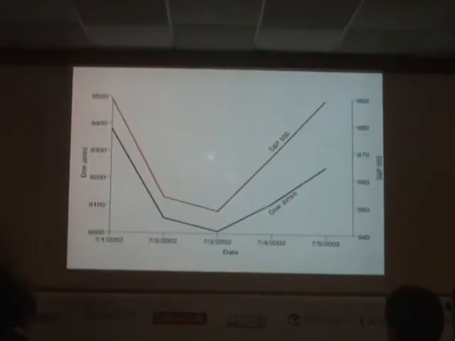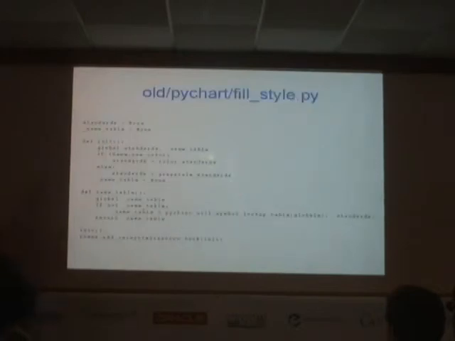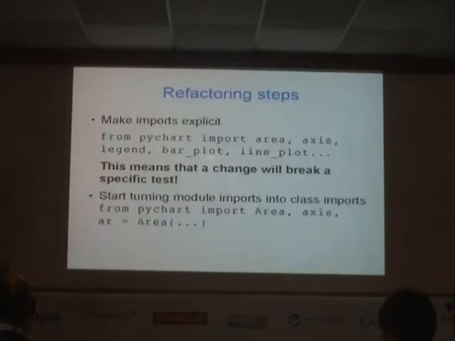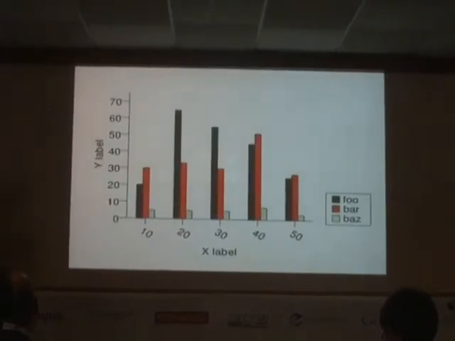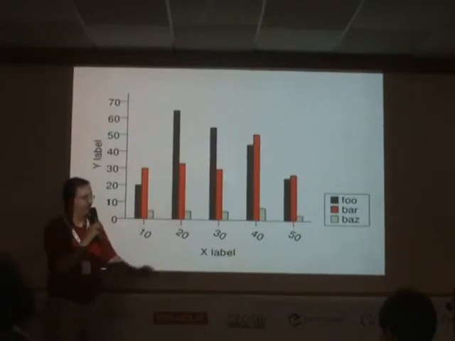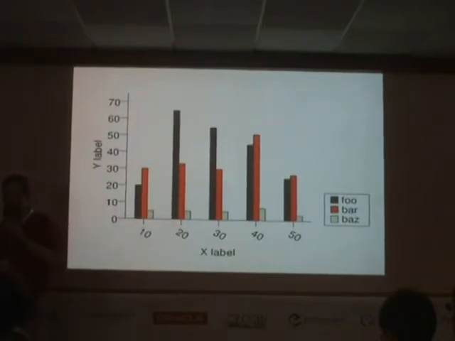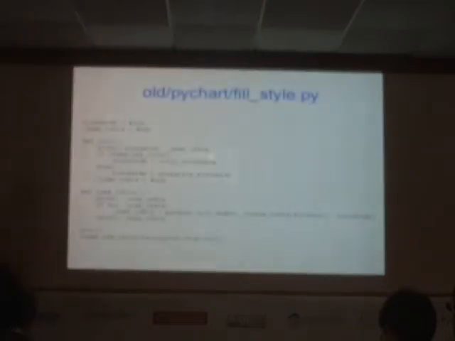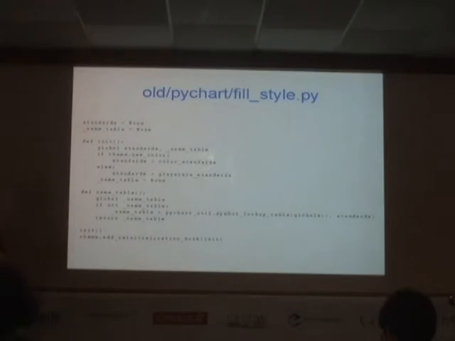So here's another example of types of charts you can draw. And then we're going back to our refactorings. So if we move back to this picture, when you want to fill one of these bars, you can actually specify both color and pattern for it. And that's called a fill style.